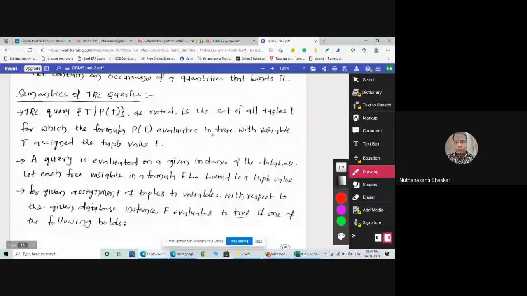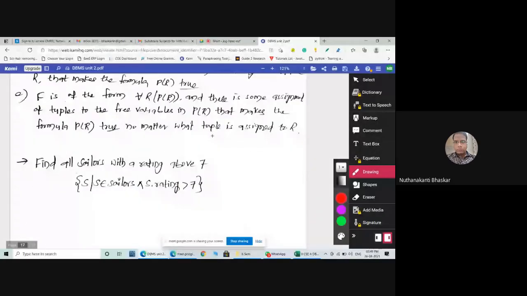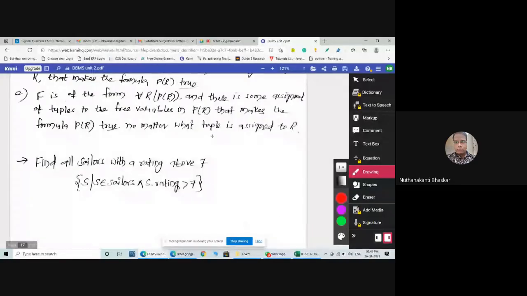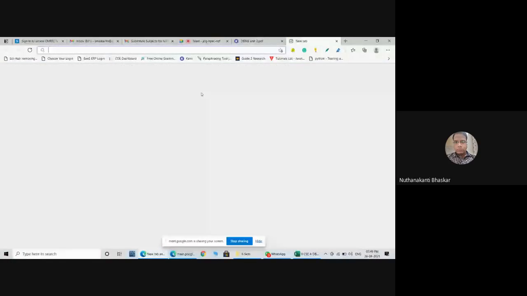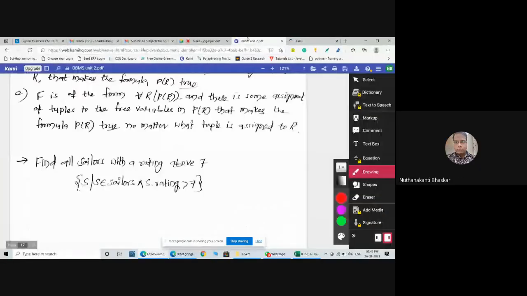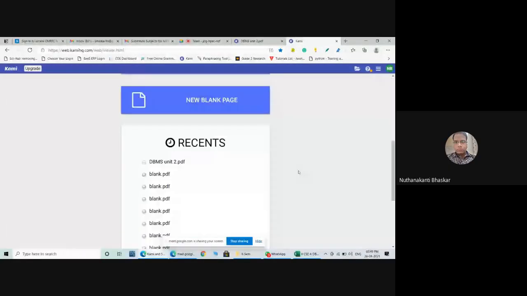If it is clear, then we'll go with some examples. Everyone already has the Sailors table, right? Sailors, Reserves, Boats. Yes or no? Everyone has it or not? Yes, sir. Then I will show you one or two queries so that you can solve the remaining queries. I will give the assignment to you, then you do it.